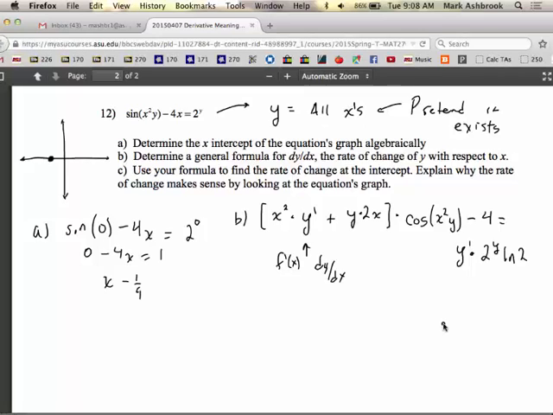Okay, so what's the goal here? The goal is to isolate that dy dx, or that y prime, because we want to know what the rate of change of y is with respect to x. So we're going to multiply out all the terms, and then gather the ones that have a y prime on one side, and all the ones that don't on the other. Here we go. So we're going to have x squared y prime cosine x squared y. That cosine x squared y is going to distribute into both.